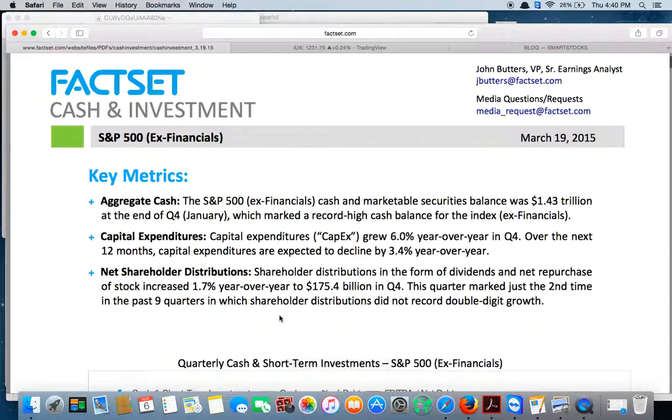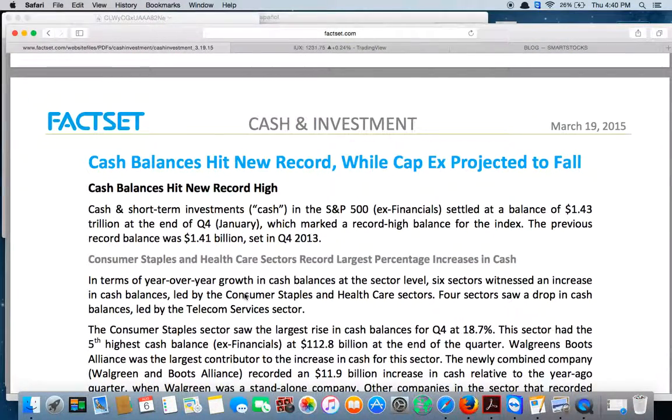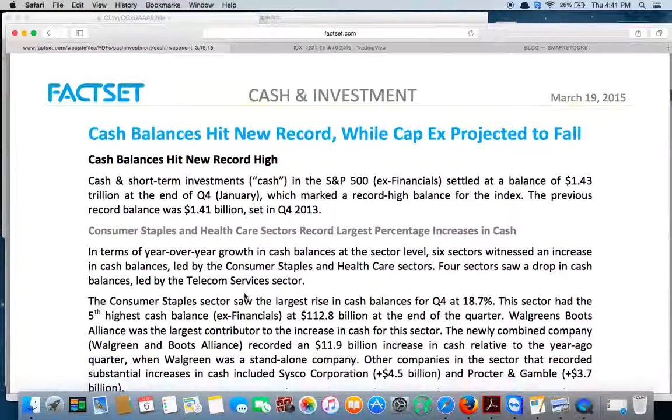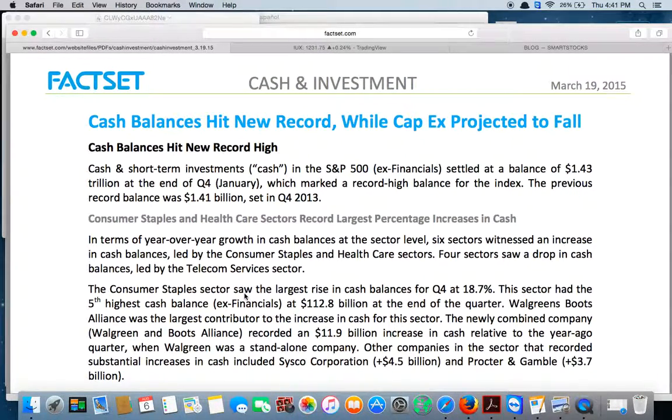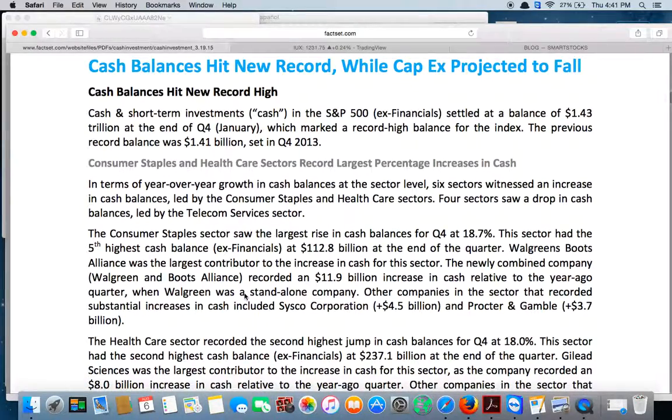So, information like this, where it shows you aggregate cash, capital expenditures, net shareholder distributions, and then they subdivide them into different sectors, show you how investors at the institutional level and retail level are perceiving markets based on how they're allocating their portfolios, is really the type of information you want to focus on. All the other stuff that's thrown around, not just on social media but on TV regularly, is not going to help you whatsoever in really understanding what the markets are and how you should trade them.